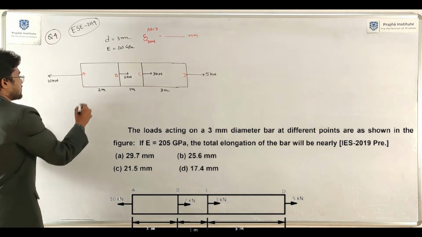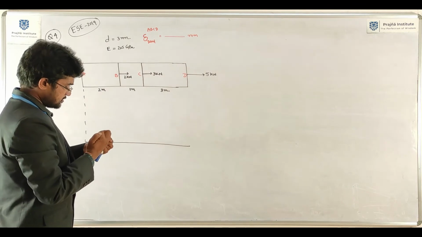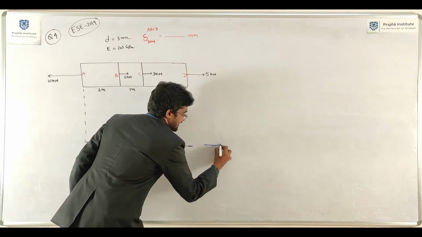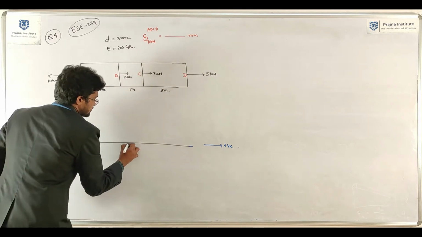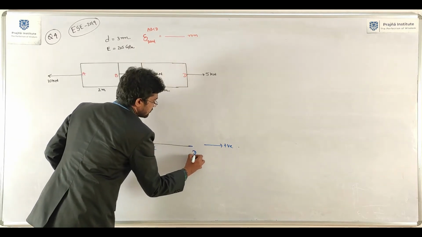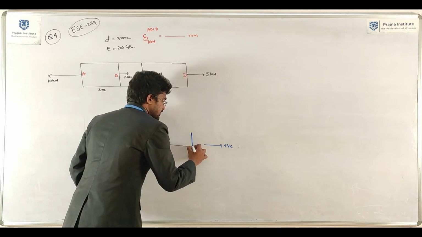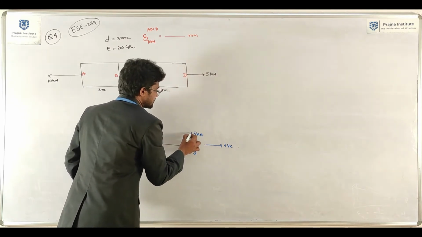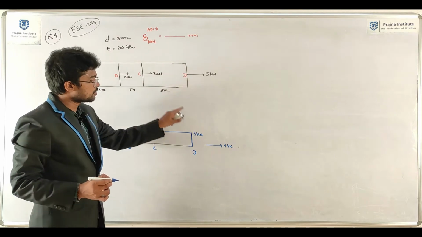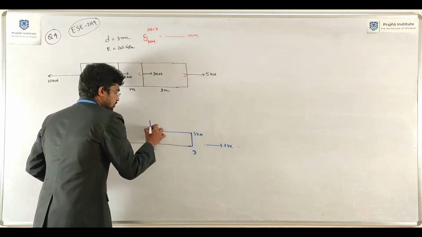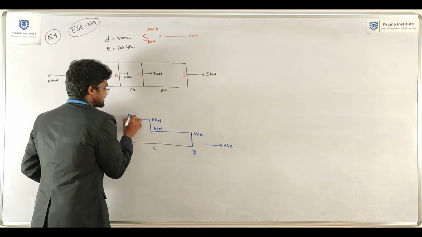Now we need to draw the axial loading diagram as usual. From here to here is very simple actually. Tensile is assumed to be positive. A, B, and then C, then D. Now I am here, I have seen the load, both are acting in the same direction, so positive. That means 5 kilonewton is moving upward. Come up to here, it is 5 kilonewton. Now I am here, both are acting in the same direction, positive. That means move up 8 kilonewton, and come up to here, it is 8 kilonewton.